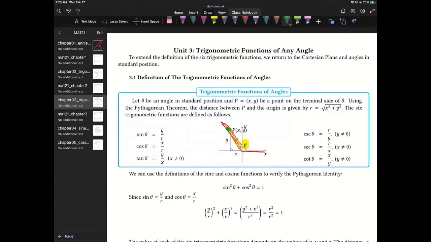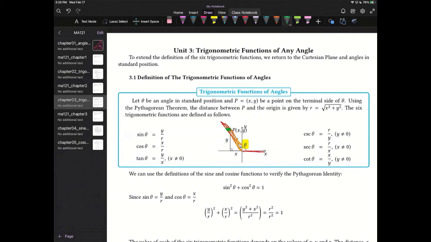Now, x and y are going to be numbers, right? It is really a location of a point that corresponds to also the position of the terminal side. So based on that point, and by the way, there are infinitely many points on that terminal side. All you need is one of them, and we're going to see different ways of choosing points on the terminal side.